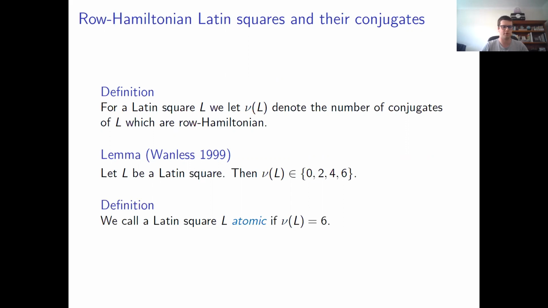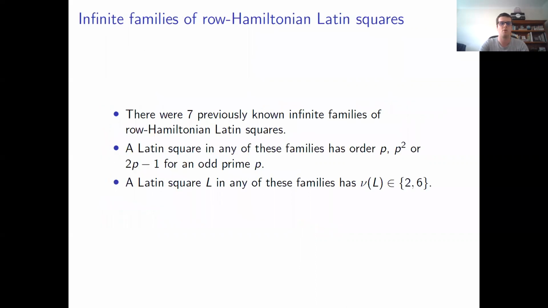So, for example, we saw that the Cayley tables of cyclic groups of prime order are row Hamiltonian Latin squares, but actually they have an even stronger property: they're atomic. All their conjugates are row Hamiltonian as well. So there were 7 previously known infinite families of row Hamiltonian Latin squares, but every Latin square in these families has order either p squared, or 2p minus 1 for an odd prime p.